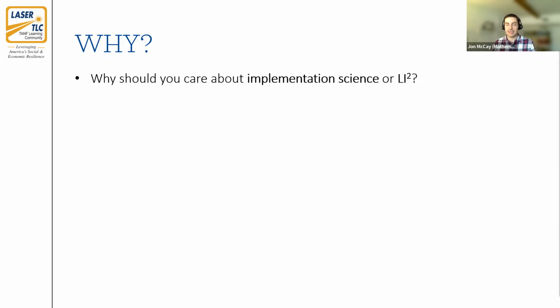Implementation science is about understanding how do we get best practices really well implemented in different contexts and sustained over time. LI squared is about managing change. And I'm guessing that many of you deal with change on a month-to-month basis, if not a week-to-week basis, right? Change is constant, especially this day and age.